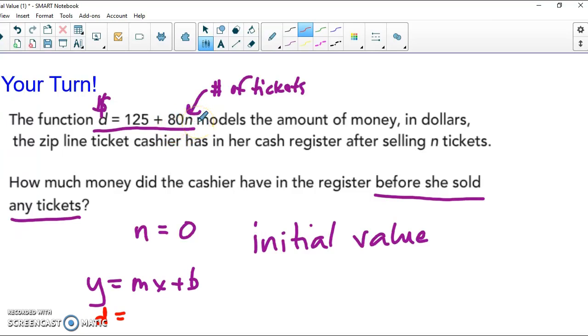This better be a good zip line. So 80n is like my mx. This is my slope, this is my rate of change. And what I'm adding to that is this positive 125. So the money that the cashier has in her register before she sells any tickets would be my b, my initial value, my y-intercept, which is $125.